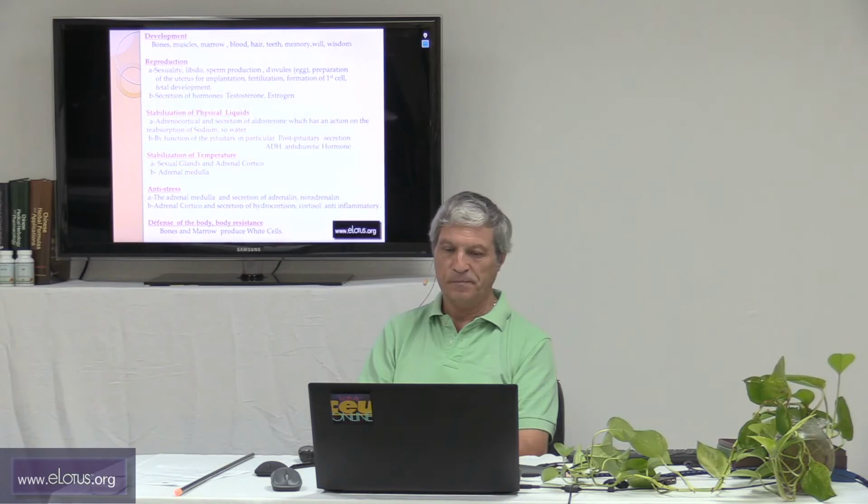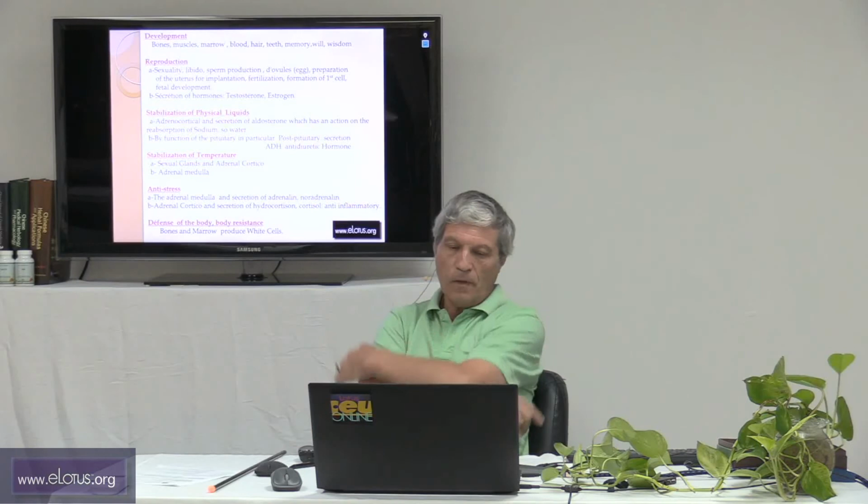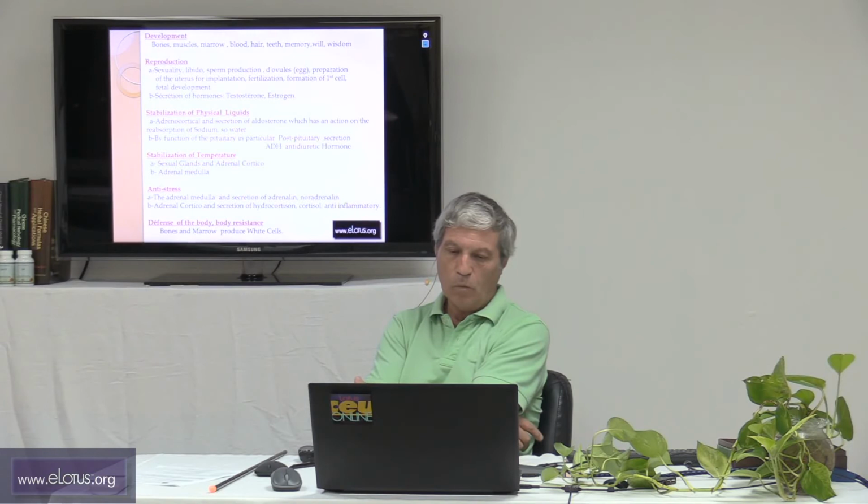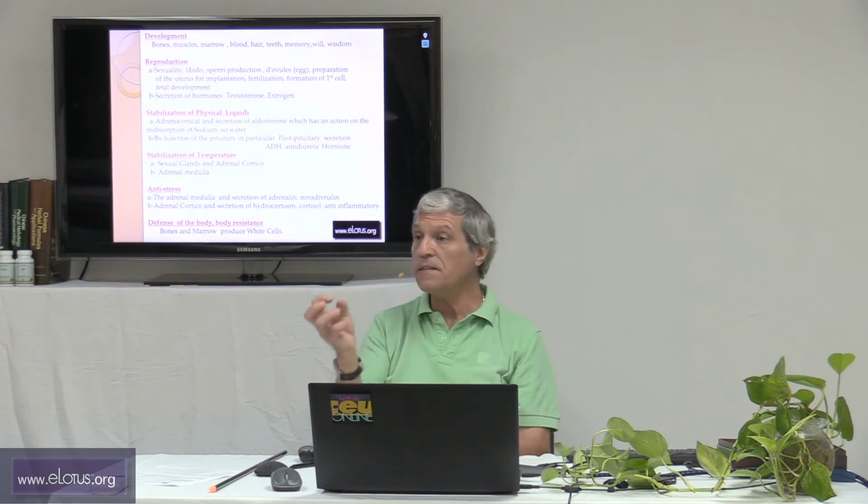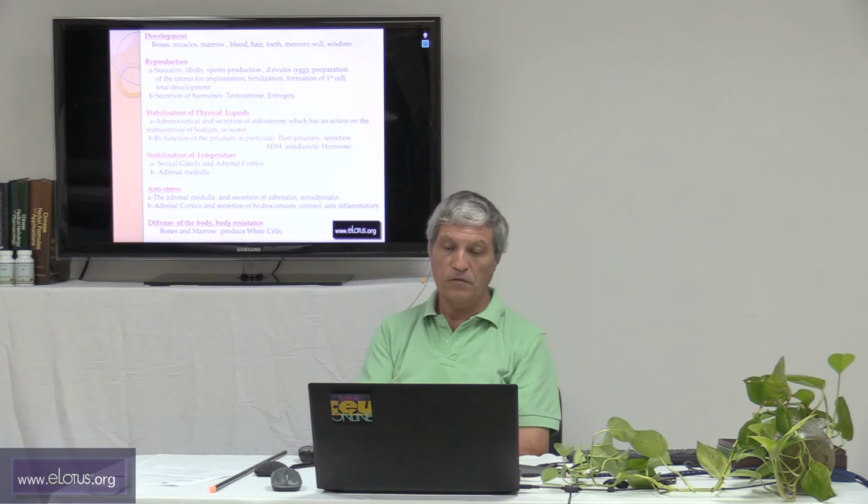The second part of urogenital system is reproduction. Yes, the genital system. Genital system reproduction. Sexuality, libido, sperm production, ovule. Yes, in English, ovule, egg, eggs. Eggs or ovum, I don't know the word. Yes, ovum. Preparation of the uterus for implantation, fertilization, formation of the first cell, fetal development. Because genital system. So if the patient has some problem with this, you have to tonify Qing.